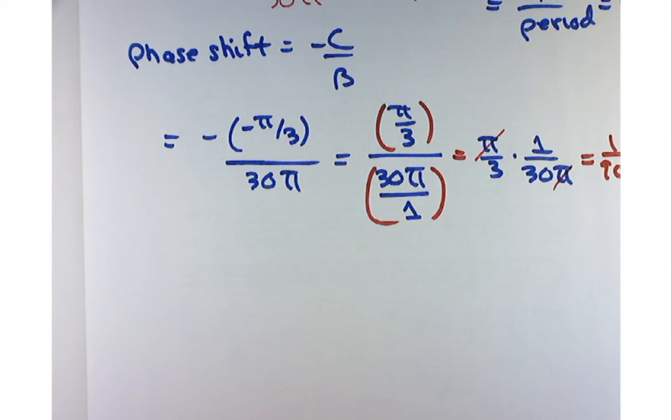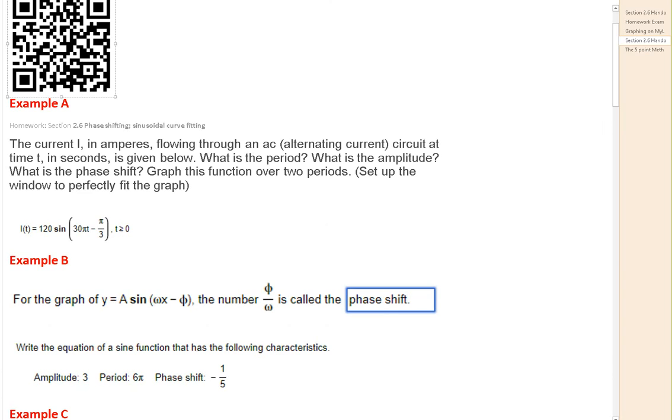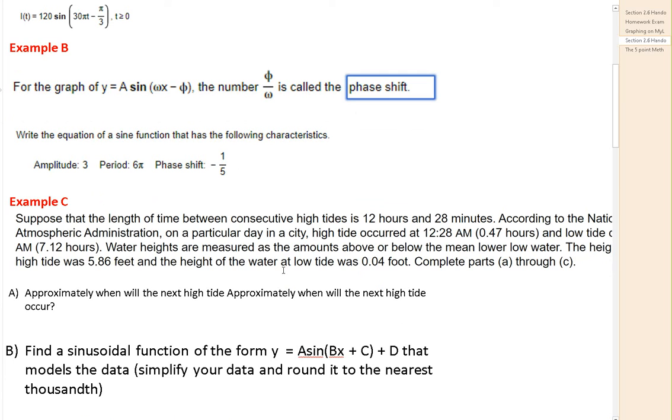You could be asked to kind of reverse engineer these things a little bit. So in example B it says find this graph of y equals a times sine of omega x minus phi. Says write the equation of the sine function that has the following characteristics. We have an amplitude of 2, a period of 6, and a phase shift of negative 1/5. So, okay. Now, they use a negative here where I used a positive. So my phase shift is negative of theirs. That's okay. We'll make it work. So this is example B.